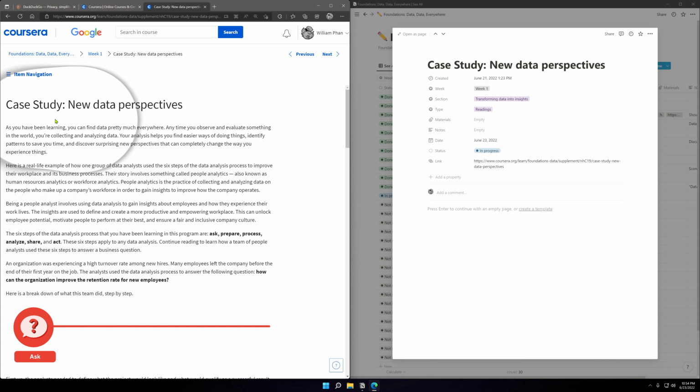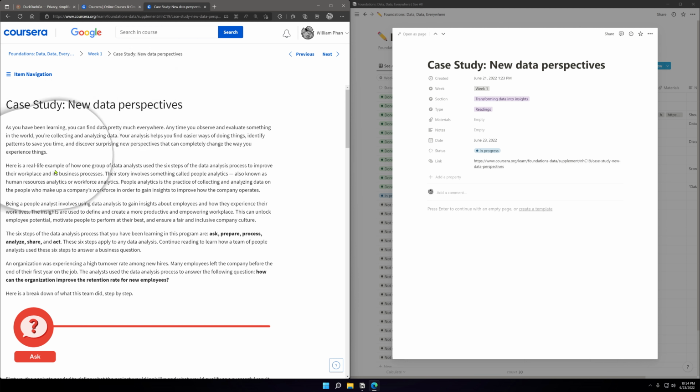As you've been learning, you can find data pretty much everywhere. Anytime you observe and evaluate something in the world, you're collecting and analyzing data. Your analysis helps you find easier ways of doing things, identify patterns to save you time, and discover surprising new perspectives that can completely change the way you experience things.